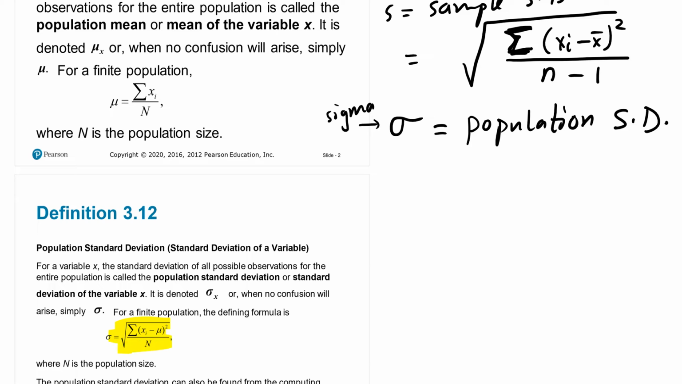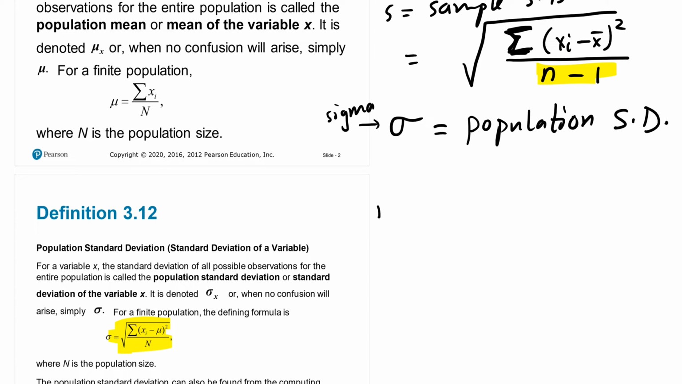It's the same process exactly like the other one. It's just that there's a mu here, the population mean, and capital N instead of small n minus 1. The other formula had small n minus 1.